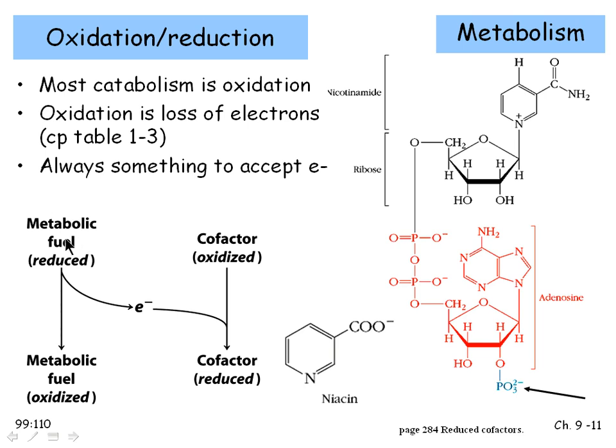So when there's some metabolic fuel, which is in a more reduced state, if it's oxidized for energy, the electrons that it's going to give off are going to be picked up by a cofactor that then becomes reduced. And that cofactor will be used in some way to generate the energy we want. This is one specific cofactor that turns up in many, many places. This is niacin, one of the reasons you need your B vitamins.